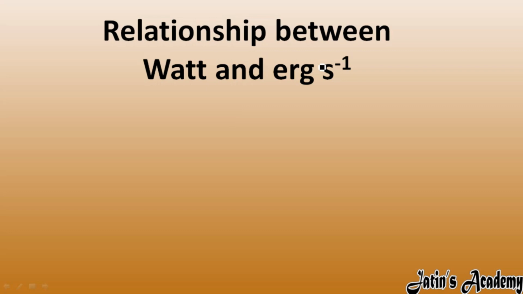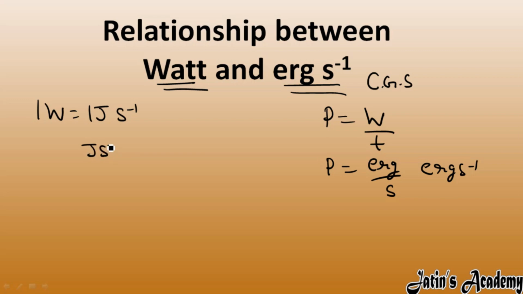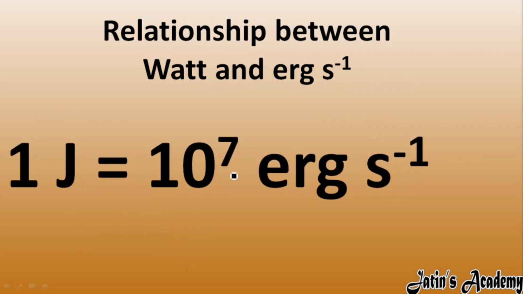And if I am talking about SI and CGS units, watt is the SI unit and in CGS we have erg per second. How? Carefully see. Power is equal to work done per unit time. In CGS unit, work done is erg and time is second, so erg per second is the CGS unit. Now the relationship: 1 watt is 1 joule per second. In 1 joule we have 10 raised to power 7 erg, which we have already derived, and second remains the same in CGS. So 1 watt is 10 raised to power 7 erg per second. So this is the relationship between SI and CGS units of power.